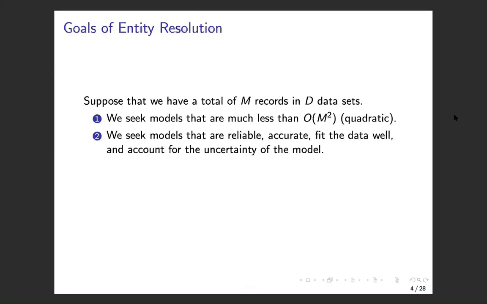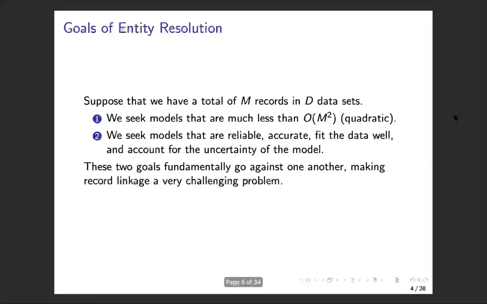So suppose we have a total of M records in D data sets, then we're going to seek models that are much less than O of M squared, so much less than quadratic. And we're also going to want to find models that are reliable, accurate, fit the data well, and account for uncertainty of the model. So if we think about this, 1 and 2 really go against each other. And they make record linkage or entity resolution an incredibly challenging problem. So if I think about the literature, most of the literature either accomplishes 1 or accomplishes 2 and doesn't really accomplish both.